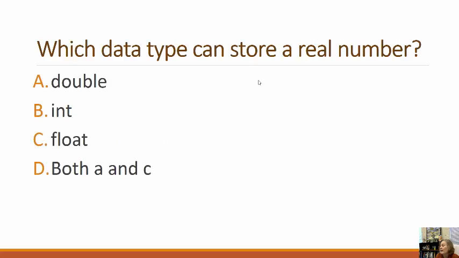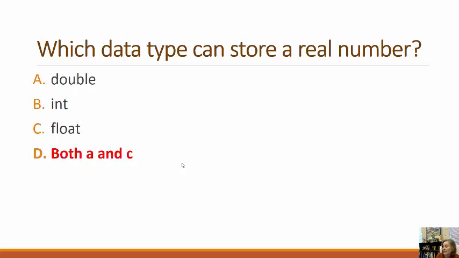Which data type can store a real number? Double, integer, float, or both A and C? It would be both A and C can store a real number. A real number has a decimal.